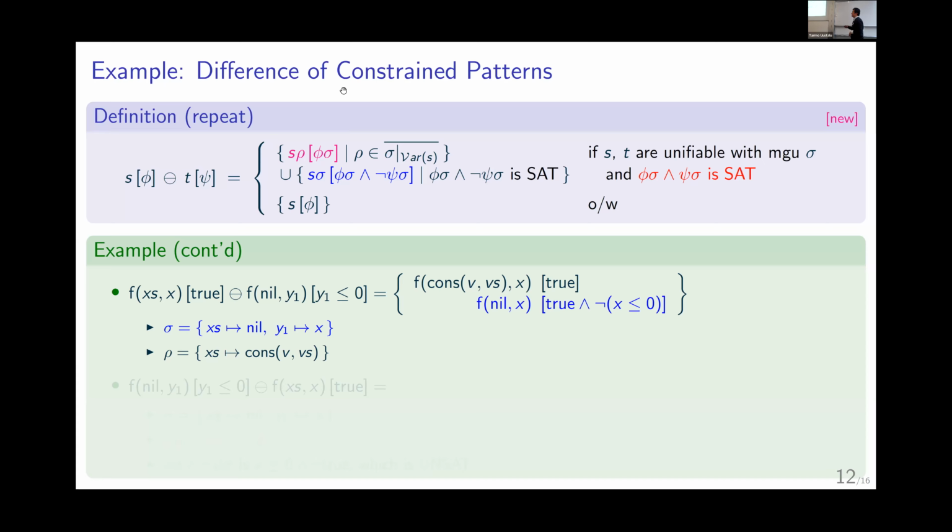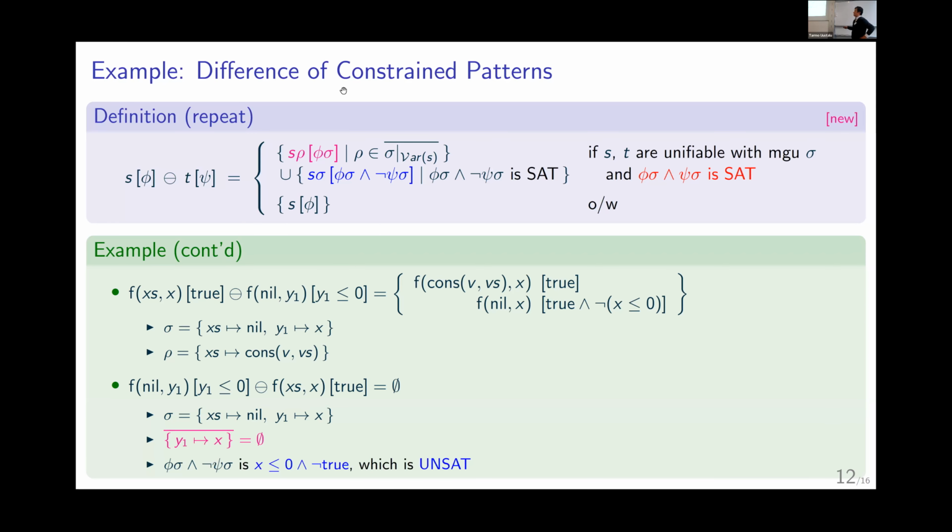And next, let's swap these constraint terms. In this case, the MGU is the same, but there is no complement substitution for the MGU. So now that we swapped, we have to consider variable y1, and this is an empty set, and this part is empty, and moreover, this constraint is unsatisfiable, and thus this part is empty, and then, oops, sorry, this operator returns the empty set.